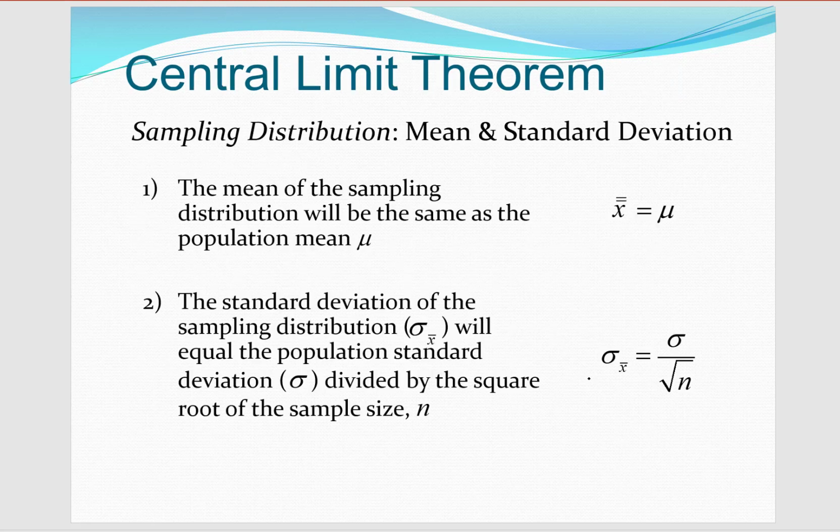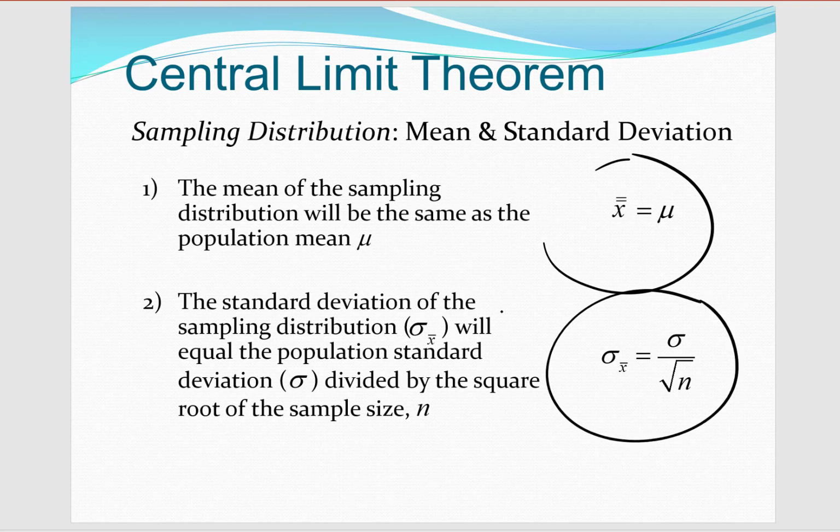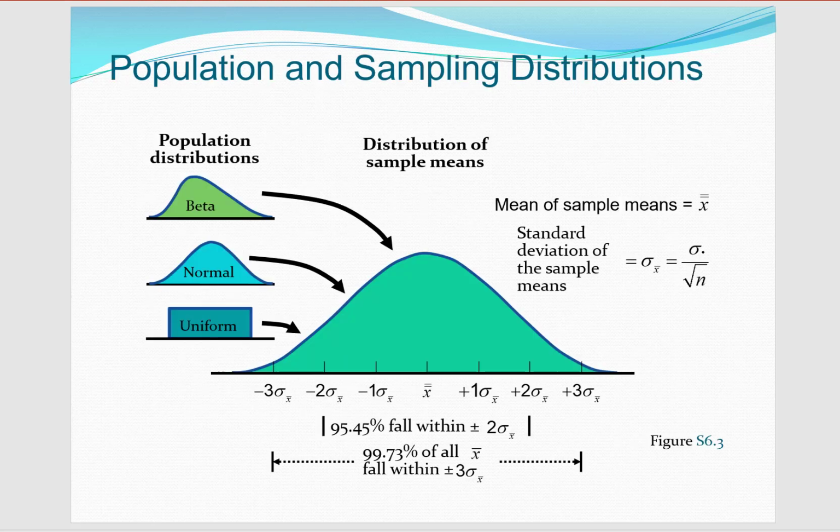And so central limit theorem and sampling distribution mean and standard deviation are given with these 2 equations right here, where X bar bar is the mean of all the sample means, and that represents or estimates the population mean, and sigma sub X bar is the standard deviation of the sampling distribution, and that is approximated by standard deviation divided by square root of n, where n is the sample size.